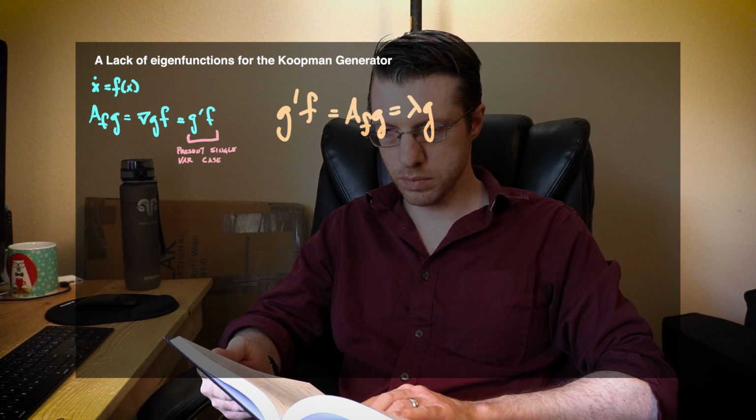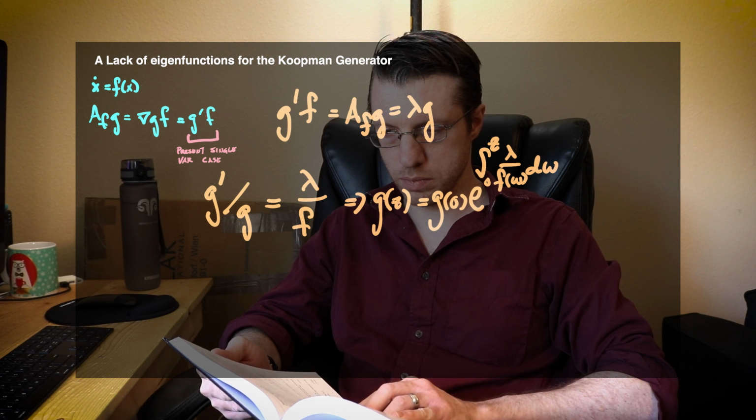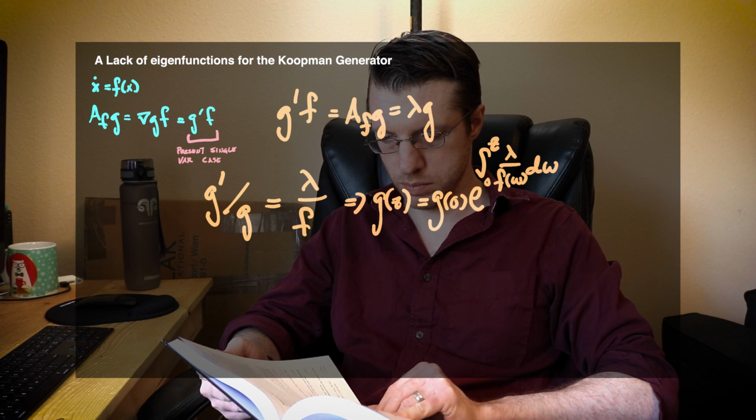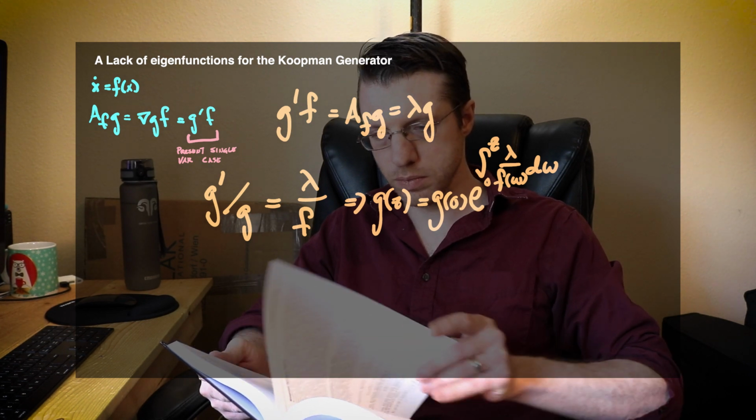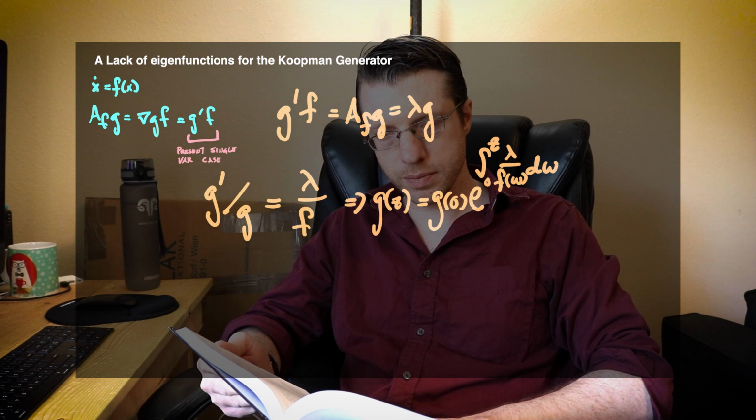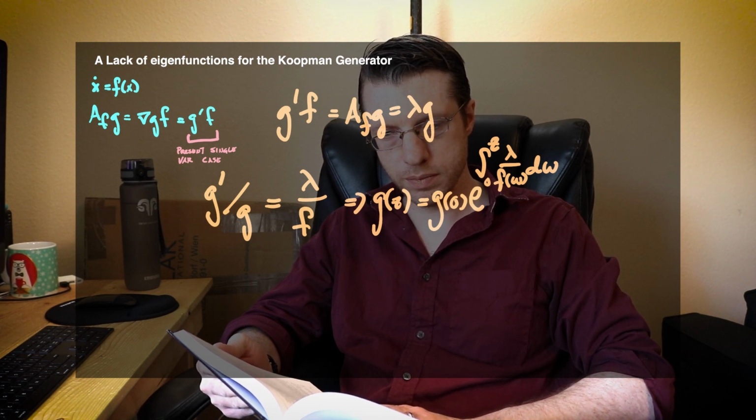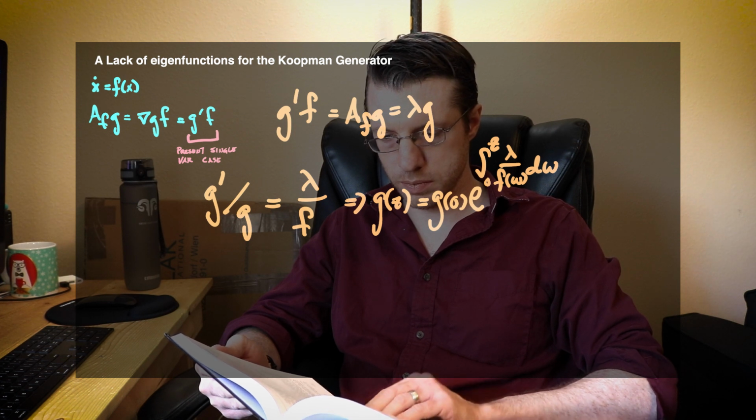I can give this to a differential equation student to solve, and basically you divide both sides by g and also by f, and then you get g prime over g is equal to lambda over f, and you do a little bit of integration, and you see that g of z now becomes g of 0 times e to the integral from 0 to z of lambda over f of w dw.